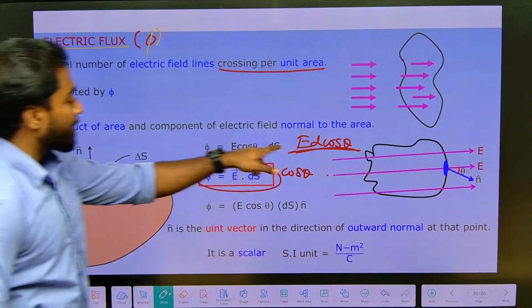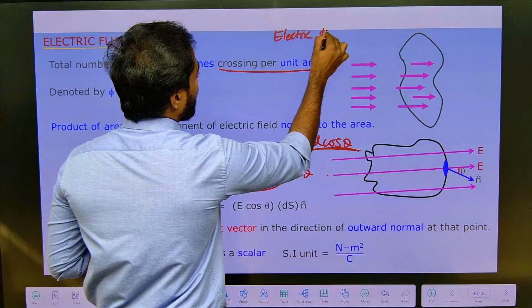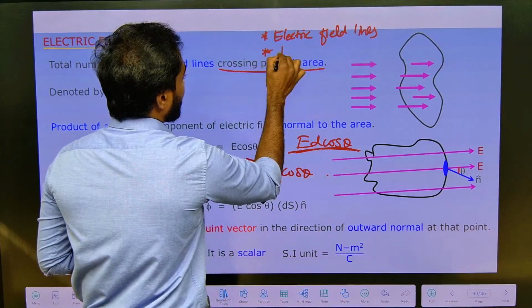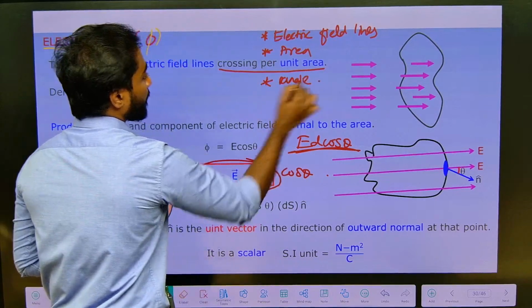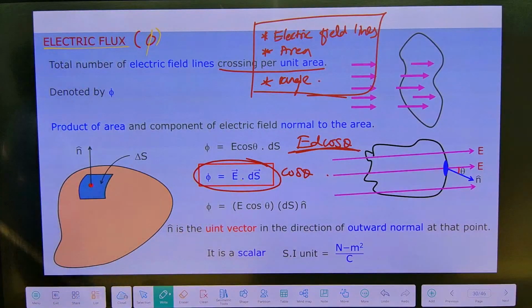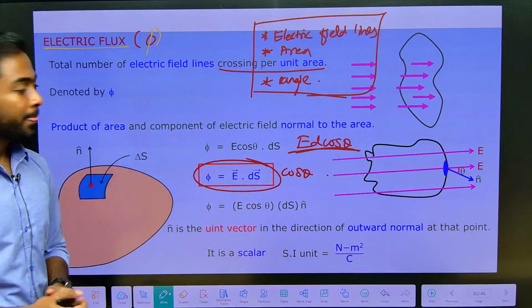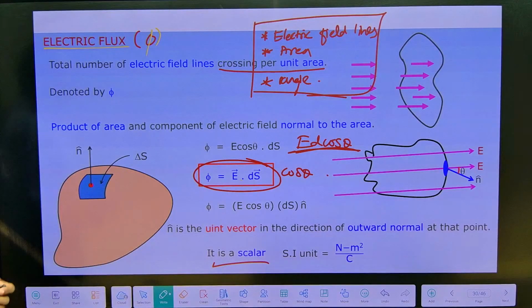So electric flux depends upon the electric field, area and the angle. These three things are important when we talk about electric flux. The SI unit is Newton meter square per coulomb, and it is a scalar quantity. This is about electric flux.